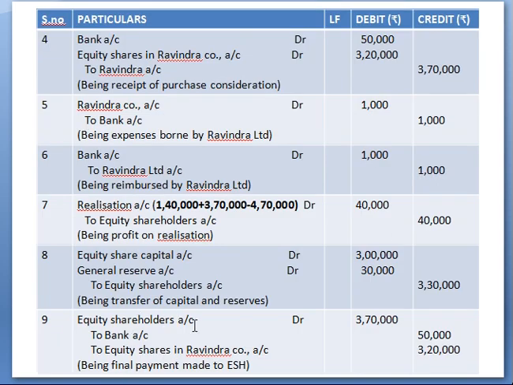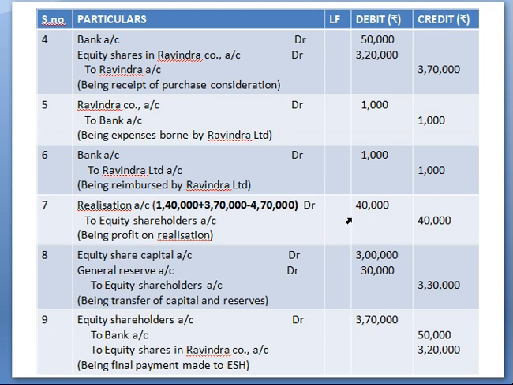Your entry: equity shareholders account debit to bank account 50,000 to equity shares in Ravindra Limited 3,20,000. That is the total debit of 3,70,000 rupees. Now you can check here. See, the equity shareholders in the old company were having 3,30,000. But now in the new company, how much did they receive? 3,70,000 rupees, which means equity shareholders received more than earlier. How much more? 40,000, which is a profit, right?